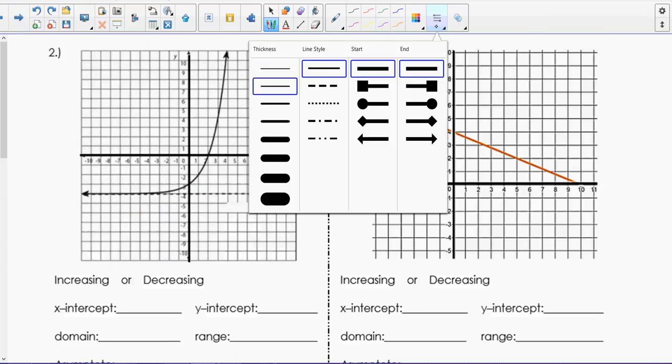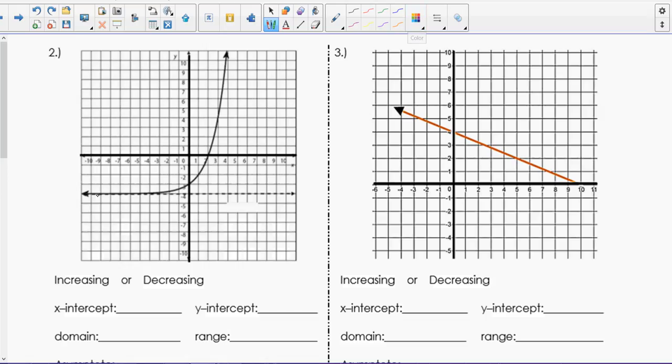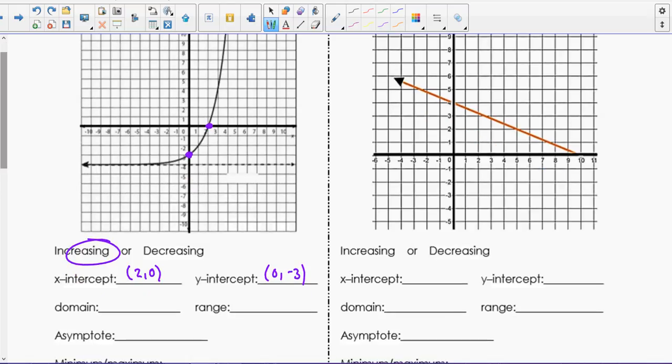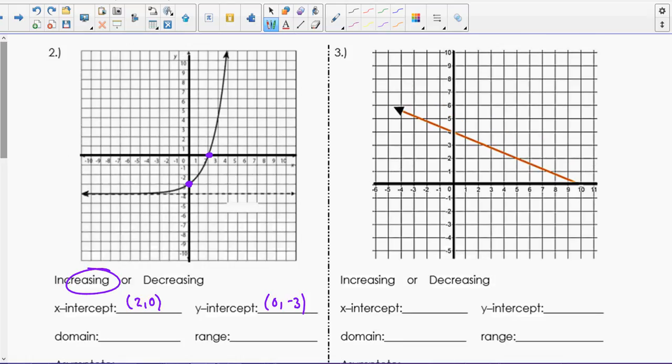Alright, number 2. This function, as I go from left to right, is going up, so it's increasing. It hits my x-axis right here, so that would be at (2, 0). It hits my y-axis right here, so that would be at (0, -3). The domain is talking about my x values. Well, left and right, I'm going to continue to go left here. This function continues to go right, so my domain is all real numbers. It doesn't stop going left or right. Range is my height.